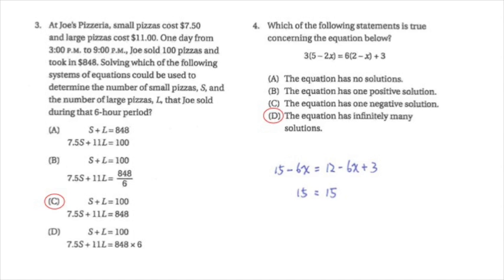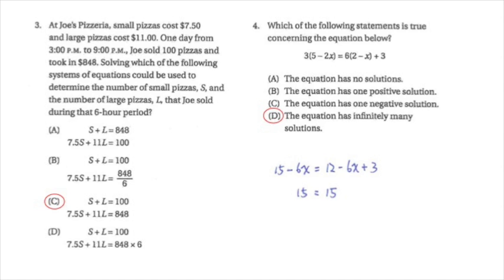So with S being the number of small pizzas sold and L being the number of large pizzas sold, we know that S plus L needs to equal 100, since the question says Joel sold 100 pizzas. And the total revenue, which is 7.5 times S plus 11L, needs to equal the total revenue, which is 848. So 7.5S plus 11L equals 848. In this case, we have a system of linear equations, and C matches our description.